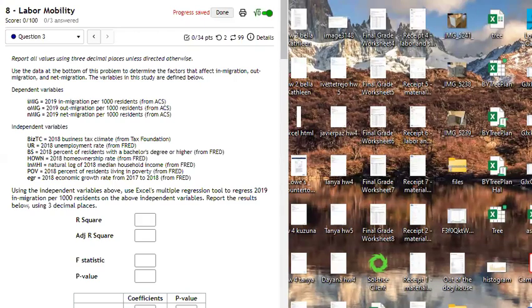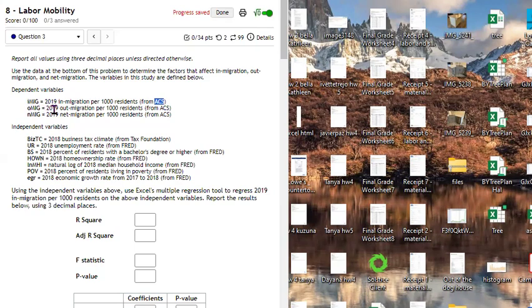In lesson 3 of chapter 8, labor mobility, we're going to estimate 3 regression models. We're going to predict the in-migration, out-migration, and net migration. In-migration is the number of people who migrated into a state per 1,000 residents. And that's from the American Community Survey.